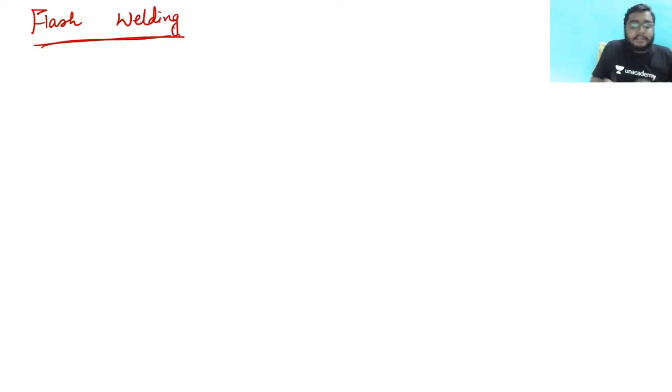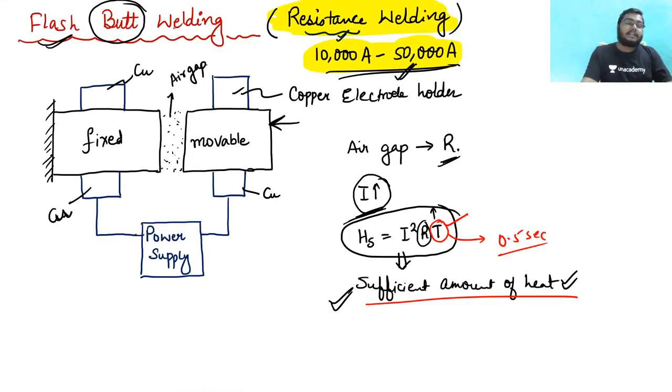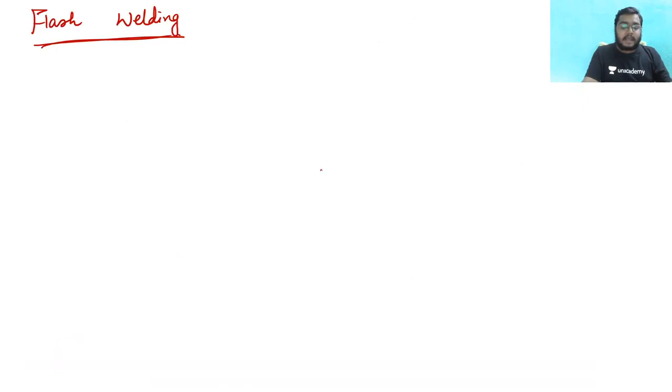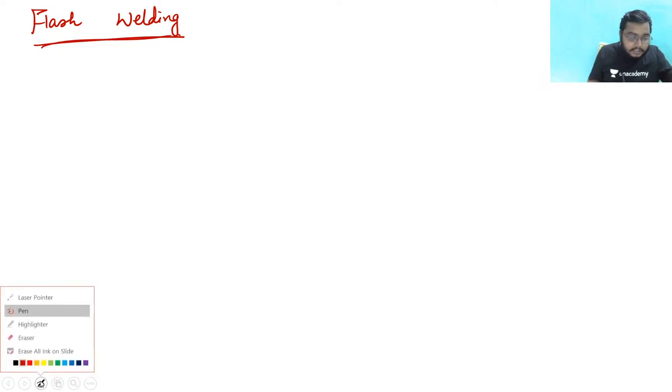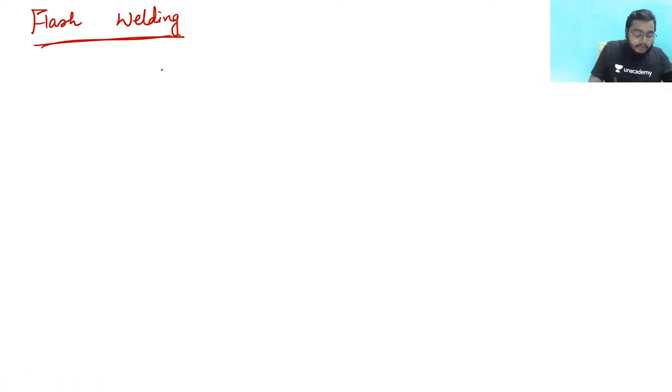Now see, the setup is same. Whatever setup we have seen, there is a fixed plate, there is a movable plate, everything is same. In the flash butt welding, all the setup is same, except what is the difference in the flash welding? So see, in the flash welding, this is basically an arc welding process.